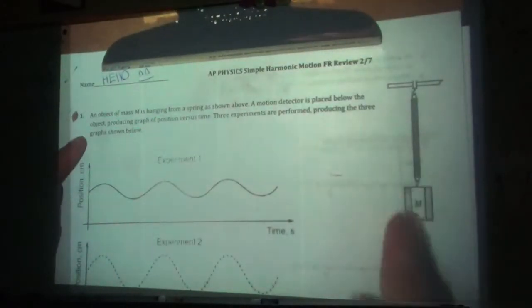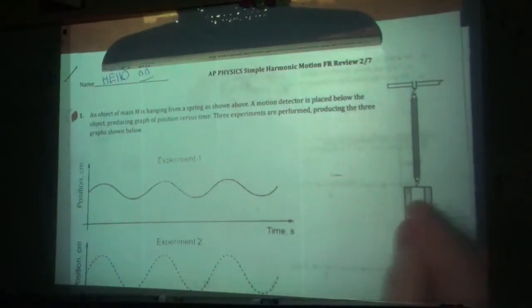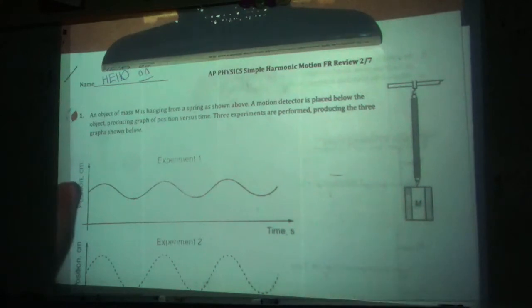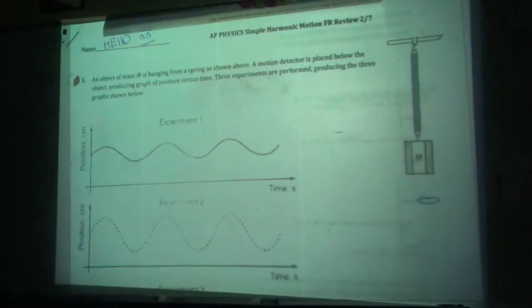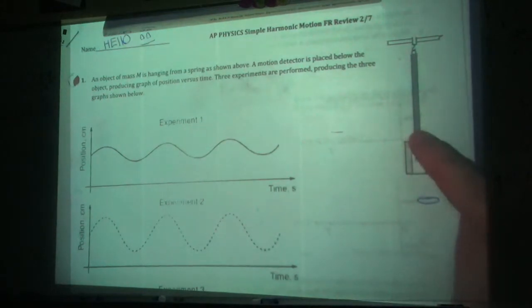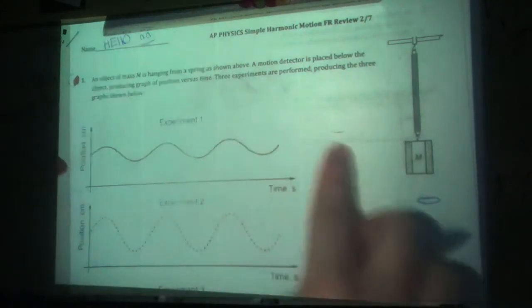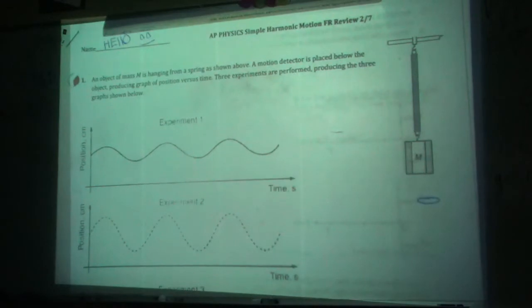So what we have is an object of mass m hanging from a spring, and a motion detector is placed before the object, and it will create a graph of the position versus time. In the first experiment, the object was pulled down 1 centimeter, released from rest, and obviously it oscillates up and down, like shown.